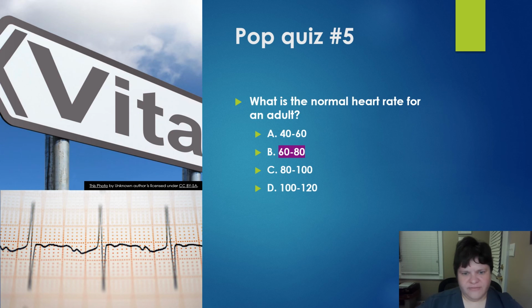Question number 5, what is the normal heart rate for an adult? The answer is B, 60 to 80. Even though a heart rate less than 100 is not considered abnormal, normal resting heart rate for an adult should be 60 to 80.